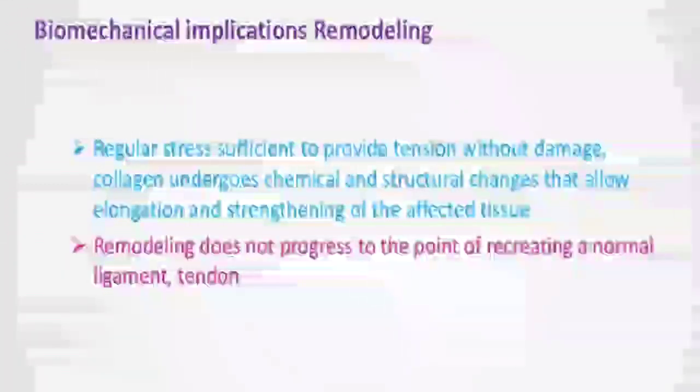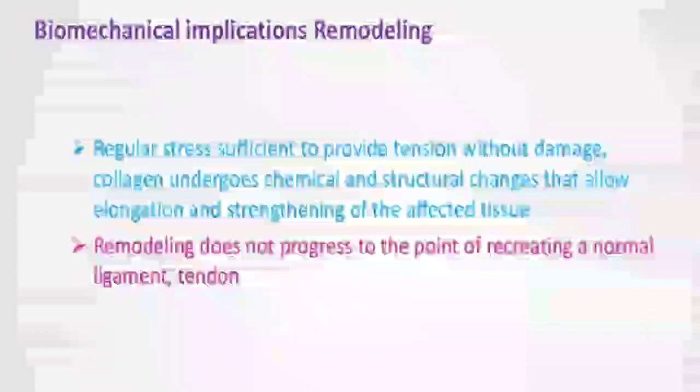Biomechanical implications. Remodeling. Regular stress sufficient to provide tension without damage. Collagen undergoes chemical and structural changes that allow elongation and strengthening of the affected tissue. Remodeling does not progress to the point of recreating a normal ligament or tendon.